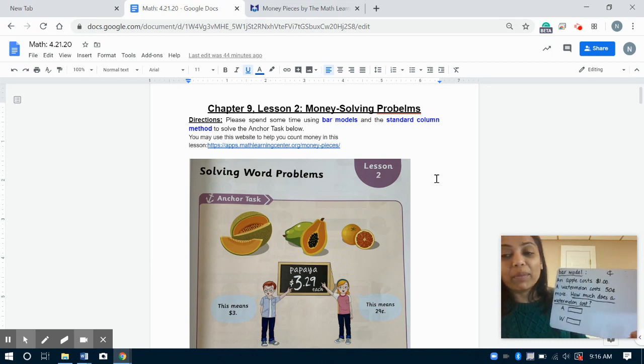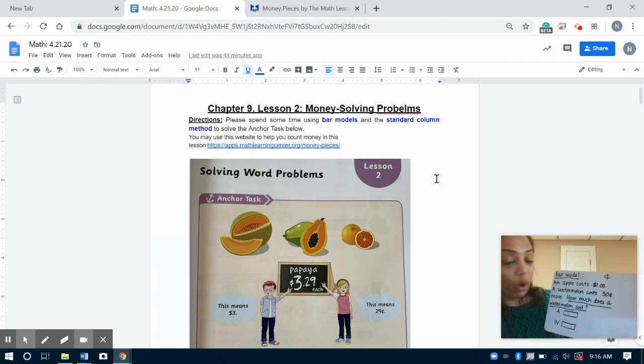So this word problem here says an apple costs $1. A watermelon costs 50 cents more. How much does a watermelon cost? You can see here I use letters for the fruits, A for apple, W for watermelon. The apple is $1. That represents $1. And for the watermelon, right now it looks like it's $1, but it's not.